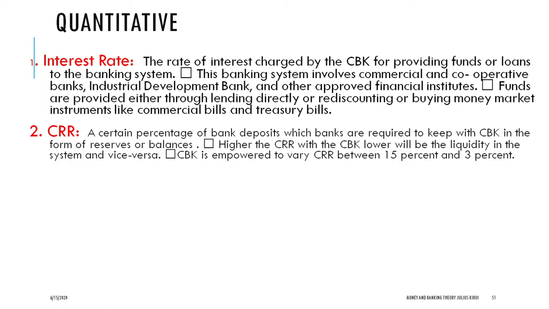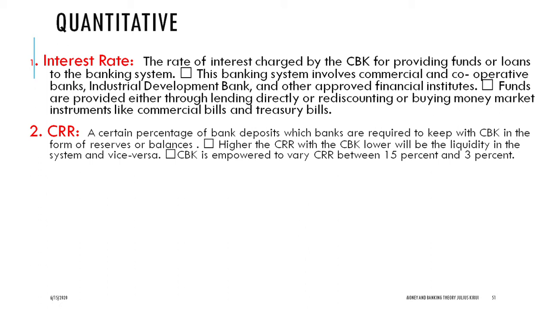Number 2 is the cash reserve ratio. A certain percentage of bank deposits which banks are required to keep with the central bank in the form of reserve or balance. So all banking institutions are required to keep a reserve with the central bank. The higher the cash reserve ratio with the central bank, the lower will be the liquidity in the system, and vice versa. So the lower the cash reserve ratio with the central bank, the higher will be the liquidity. So again, this is another way the central bank can control.